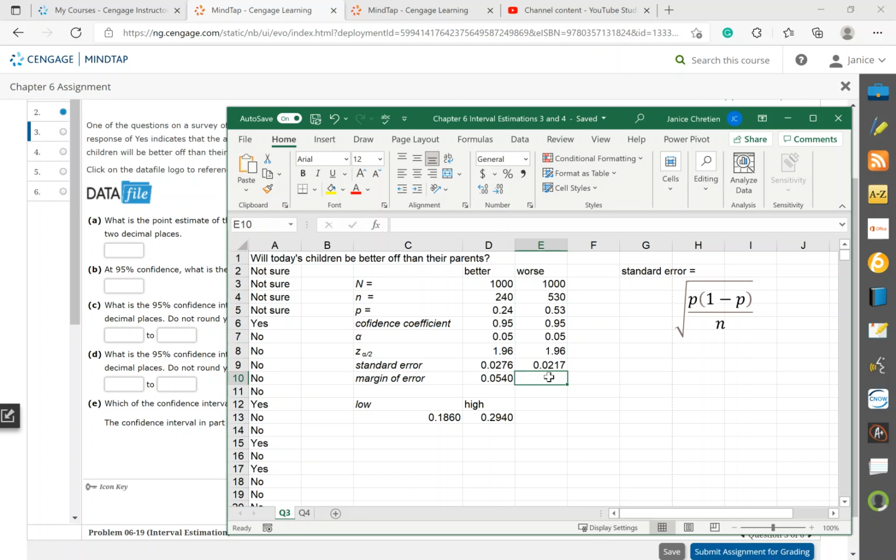And so my margin of error is going to equal my standard error times my Z to 4 decimals. And then my high and low for this is better and this is worse. So here my low is going to be my P minus my margin. Did it again. Go back, escape. Okay. Equals my P minus my margin of error. And my high is going to be equals my P plus my margin of error.